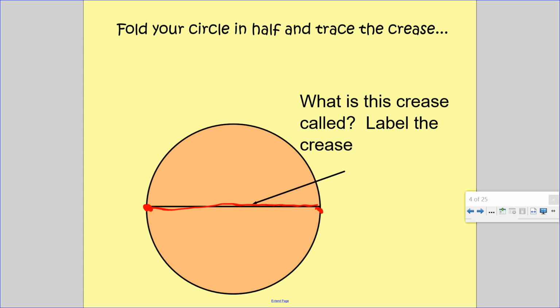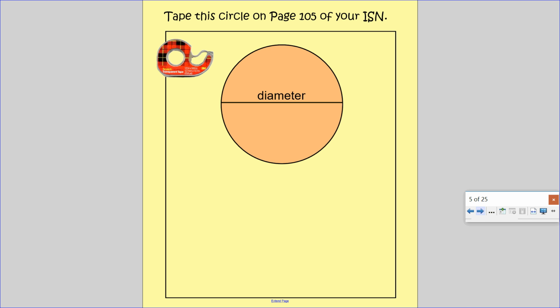I would like us to label this. What is this crease called? This crease is called diameter. A diameter goes from one end to the other end through the center of a circle. So you're going to tape this circle on page 105 of your ISN notebook.